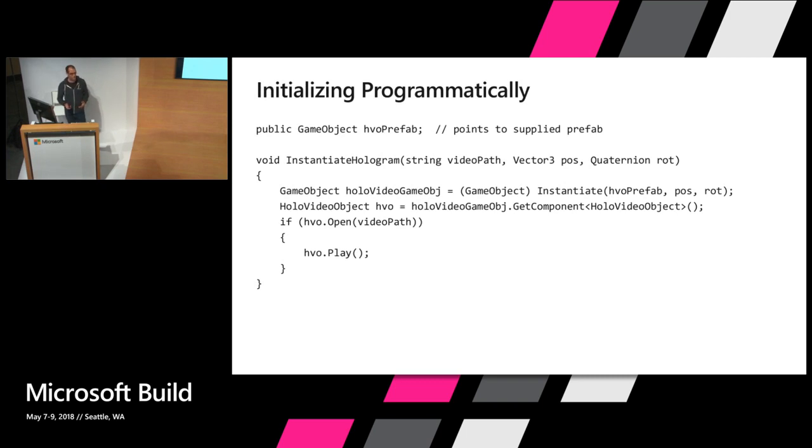What does it look like if you want to initialize these things programmatically? Well, in Unity, you would just create an instance of the prefab, grab the holo video object, which is a script that we provide. That gives you access to open a hologram and then transport controls like play. And that's it. Our script will copy the hologram to native vertex and index buffers, native textures. It renders in the scene just like any other game object. It casts shadows, and it can be affected by lighting. The script will automatically update frames as necessary while playing back.